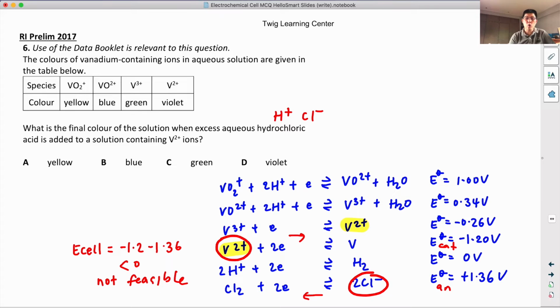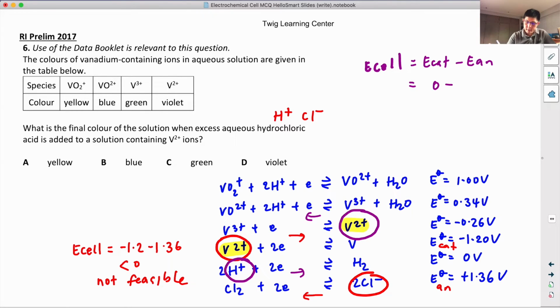What if I chose V2+ on this side? Then I would have chosen H+ on the other side. You have to use the reactant on the opposite side, so you must choose this one here. So what's my E cell? Let's calculate the E cell. E cell is equal to E cathode minus E anode. In this case this is the reduction and this the oxidation, 0 minus 0.26. This is definitely positive, greater than 0, so the reaction is feasible.